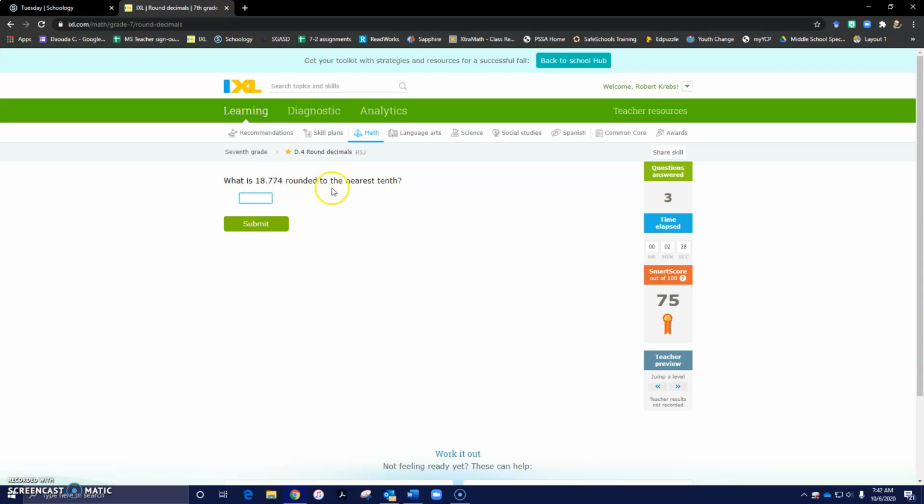Now we have multi-digit numbers, but again, we're just rounding to the nearest tenth. So it's asking us to look at this first 7 right here. Again, the tenths place is right to the right. To the right of that 7 is another 7. Well, that in fact bumps it up. So 18.774 rounded to the nearest tenth is 18.8. Because this 7 bumps this 7 up to an 8.